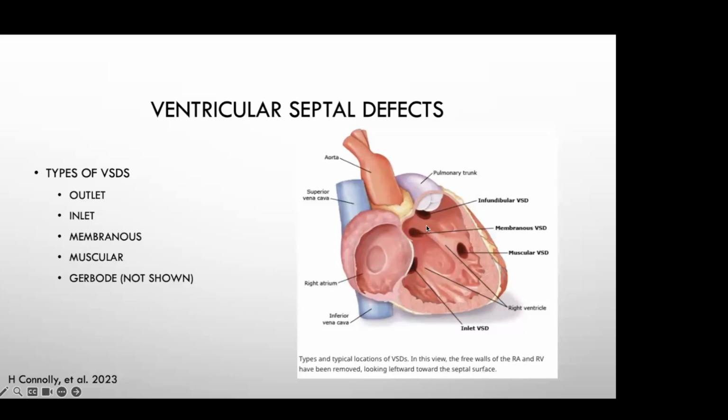Membranous defects are the ones that we see most commonly. They're caused by a deficient membranous septum, which is close to the aortic valve, and if it extends into the muscular septum, the defect is called a perimembranous defect. Muscular defects are surrounded by muscle within the trabeculated septum, and Gerbode defects are not shown here, and they're the least common type of VSD. They're caused by a deficient membranous septum between the left ventricle and the right atrium.